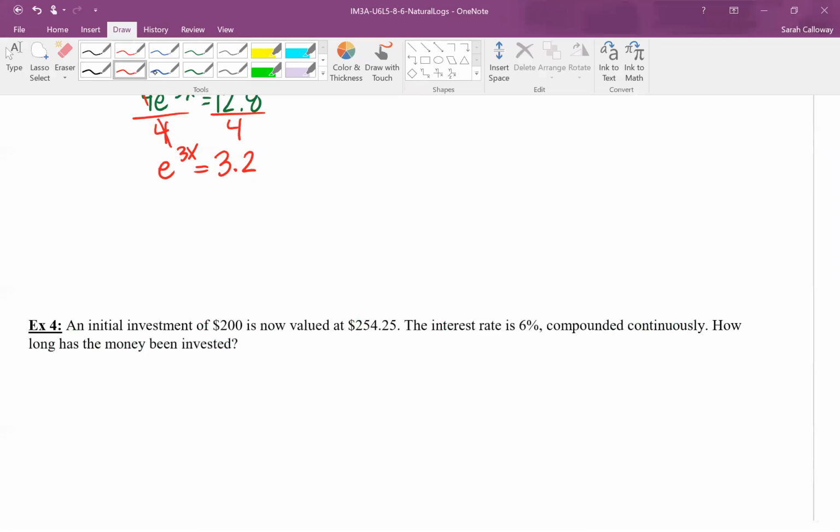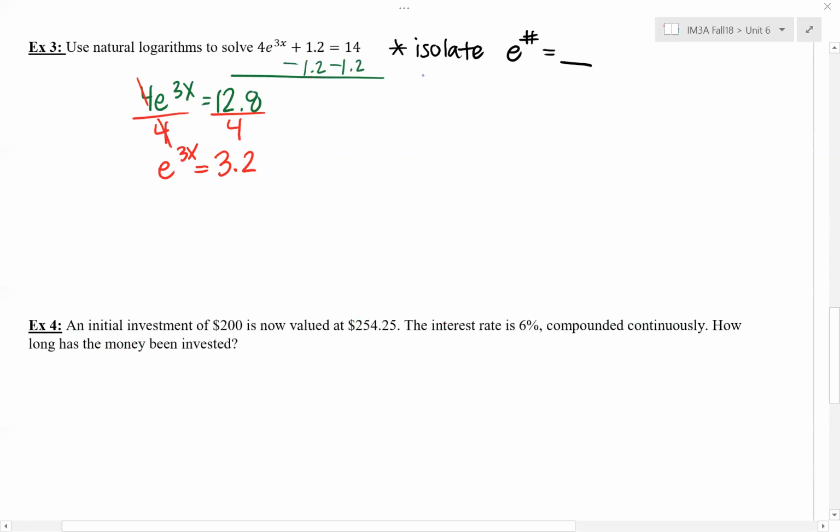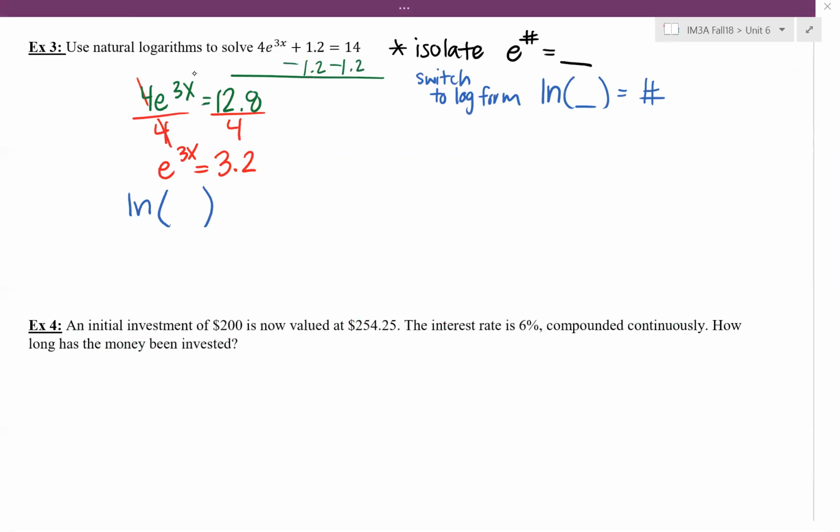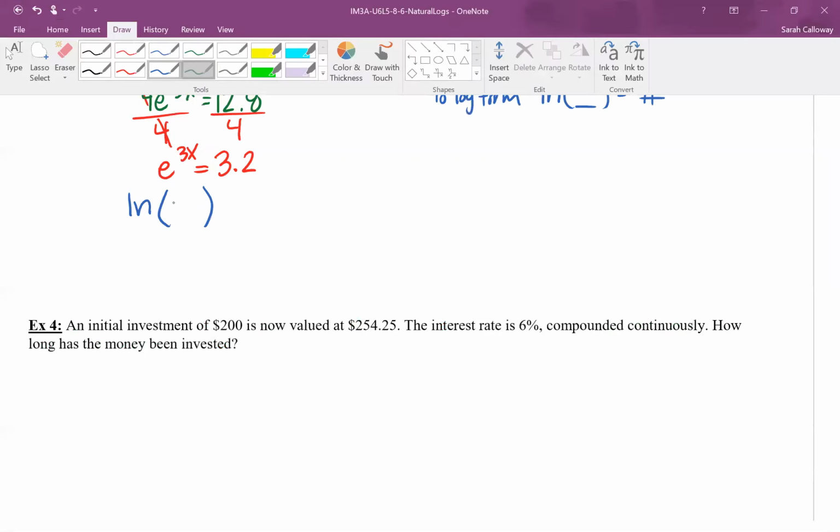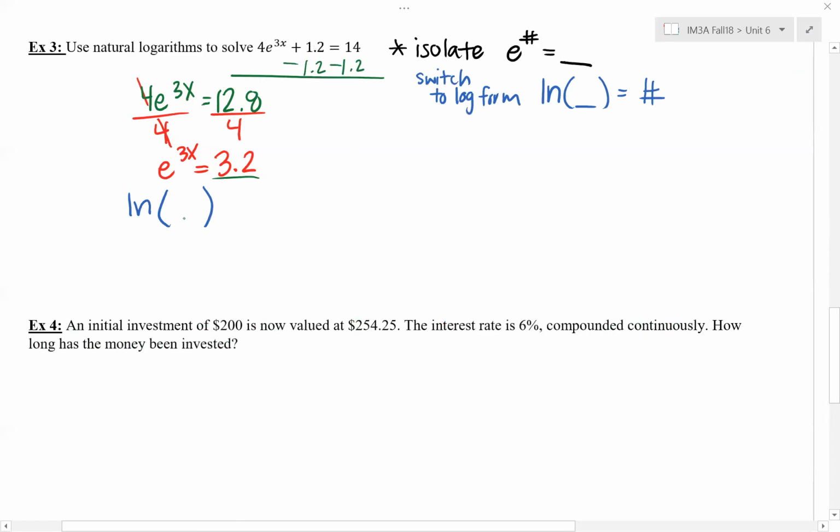So once I do that, I want to then switch to ln, or our log form. Our log form is ln of whatever our value is equals our exponent. Okay, so we're going to switch this to ln form. So it's ln because I have a base of e, so ln of my 3.2 equals 3x.